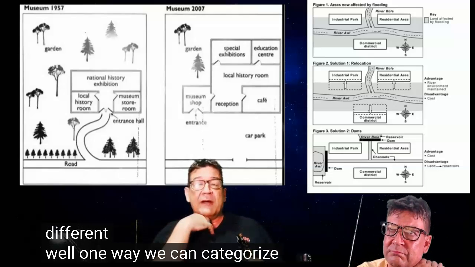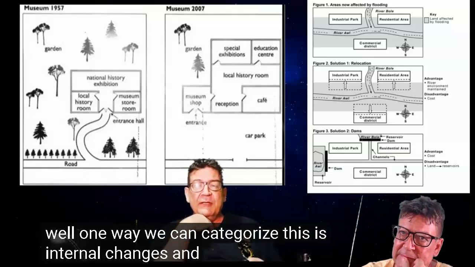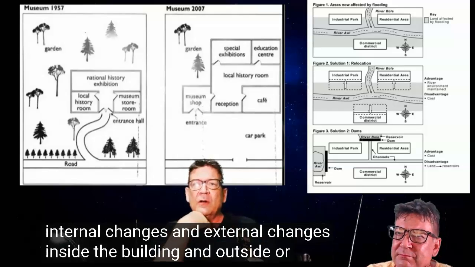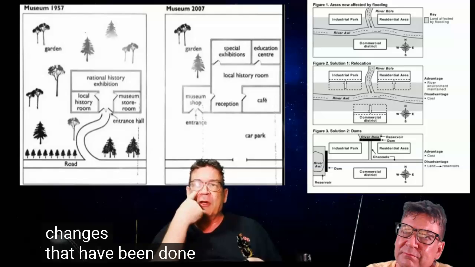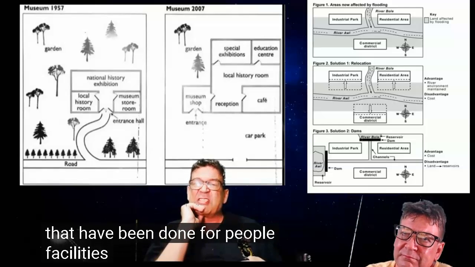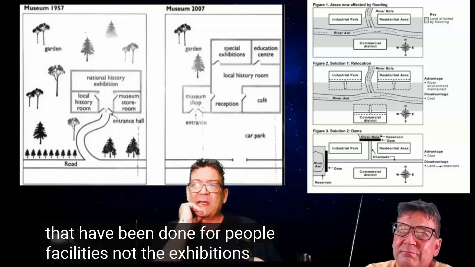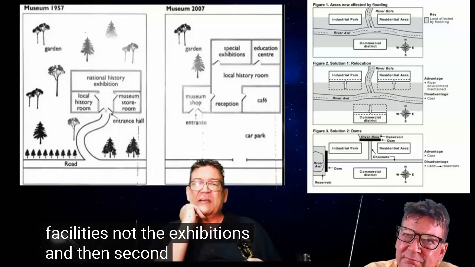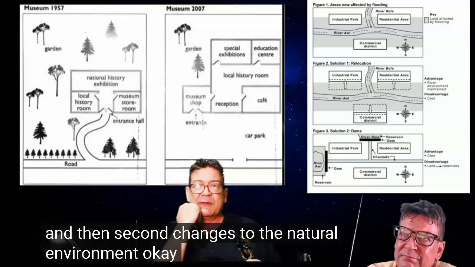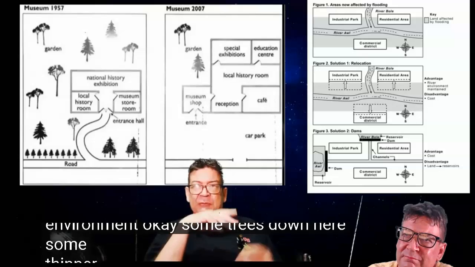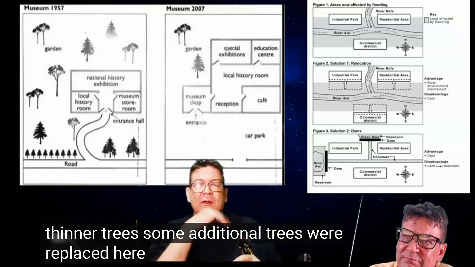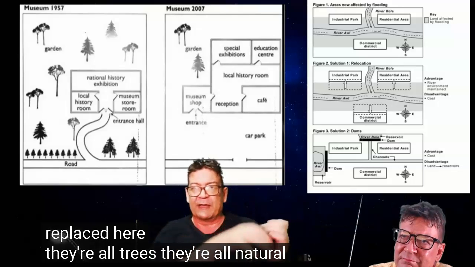One way we can categorize this is internal changes and external changes, inside the building and outside, or changes that have been done for people, facilities, not the exhibitions. And second, changes to the natural environment. Some trees down here, some thinner trees, some additional trees were replaced here. They're all trees, they're all natural things.